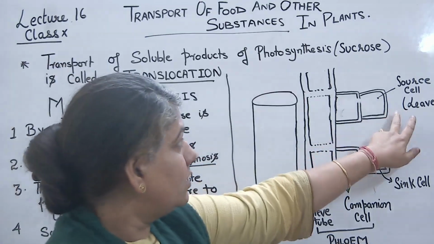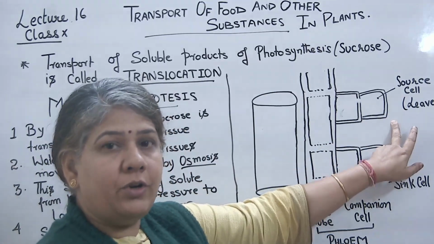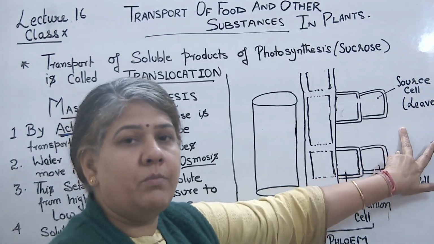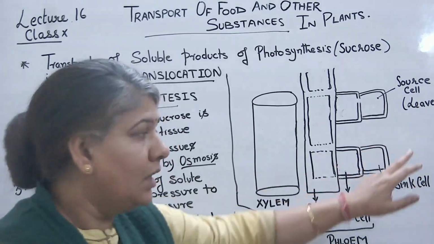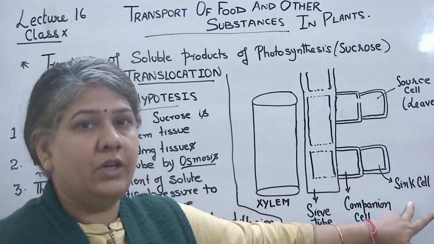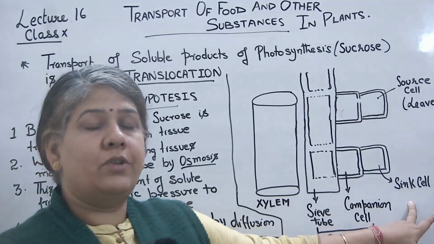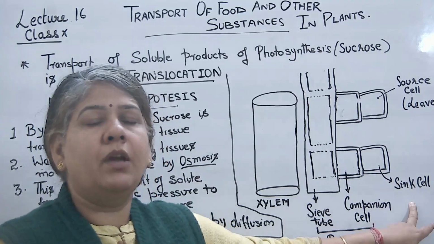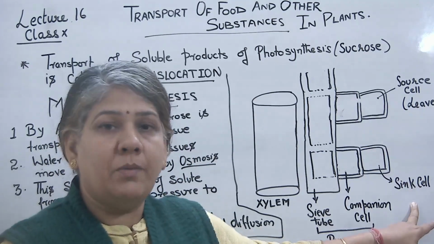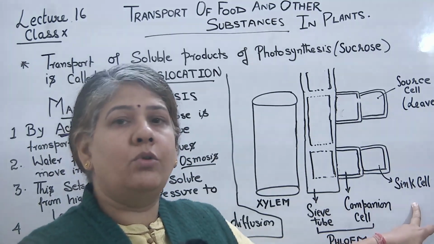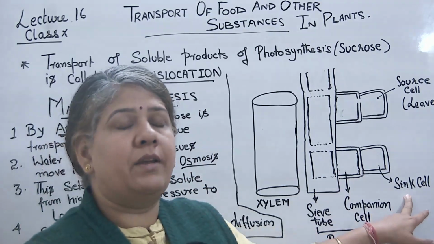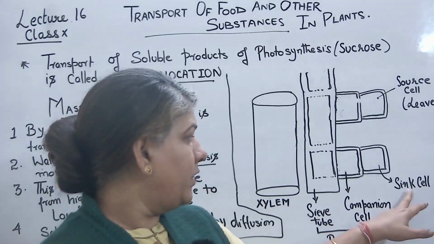See, source cells in a plant are those cells where sucrose or photosynthetic product is being prepared, that is leaves. And sink cells are those cells where there is energy requirement, like bud or meristematic tissues which are forming new leaves, that is the tip of the plant which is helping it to grow, or those cells where food is being stored, like stem, roots, etc.